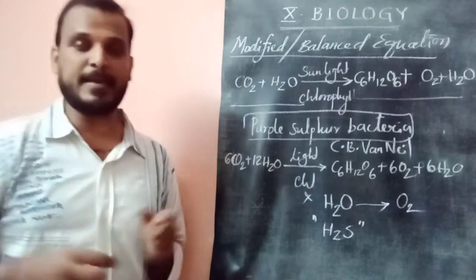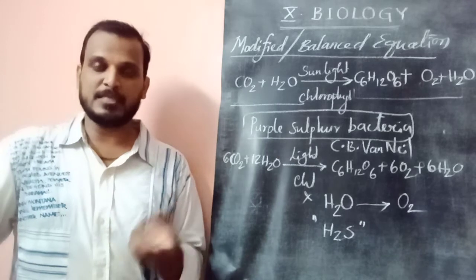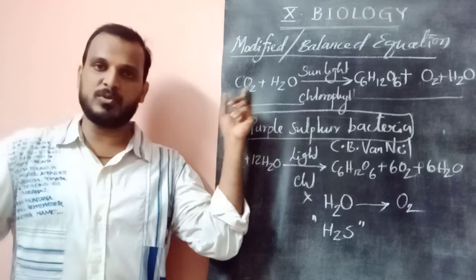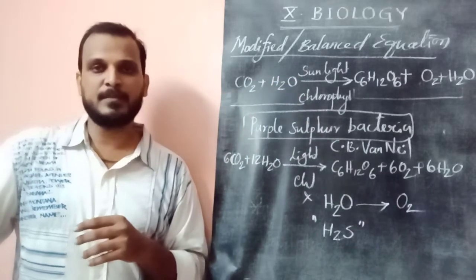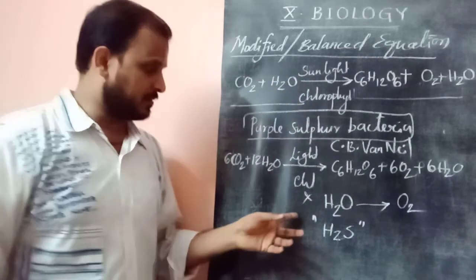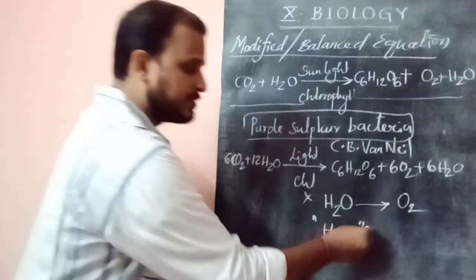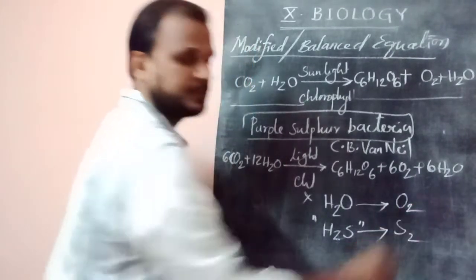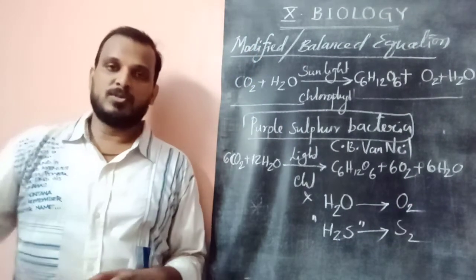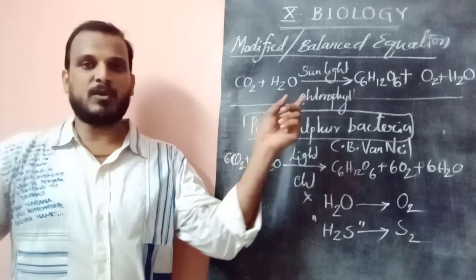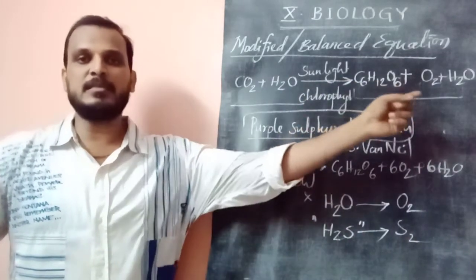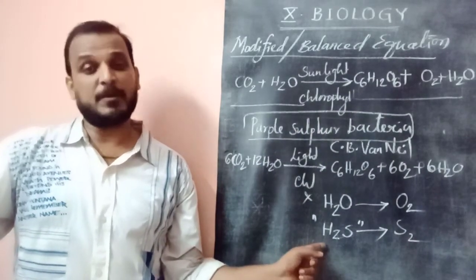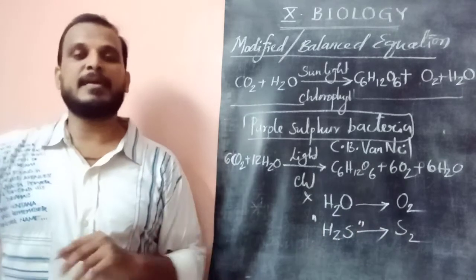But here in C.B. Van Niel's experiment, he is using purple sulfur bacteria which is not using water, because it is a sulfur bacteria, a sulfur compounds using bacteria. It uses CO2, it uses sunlight and chlorophyll, everything. So instead of water, it is using H2S, hydrogen sulfide. So which gas does it release? It releases a kind of gas called sulfur. So it is an additional product. As water is used in plants, oxygen is released out. As H2S is used in purple sulfur bacteria, sulfur is released out.